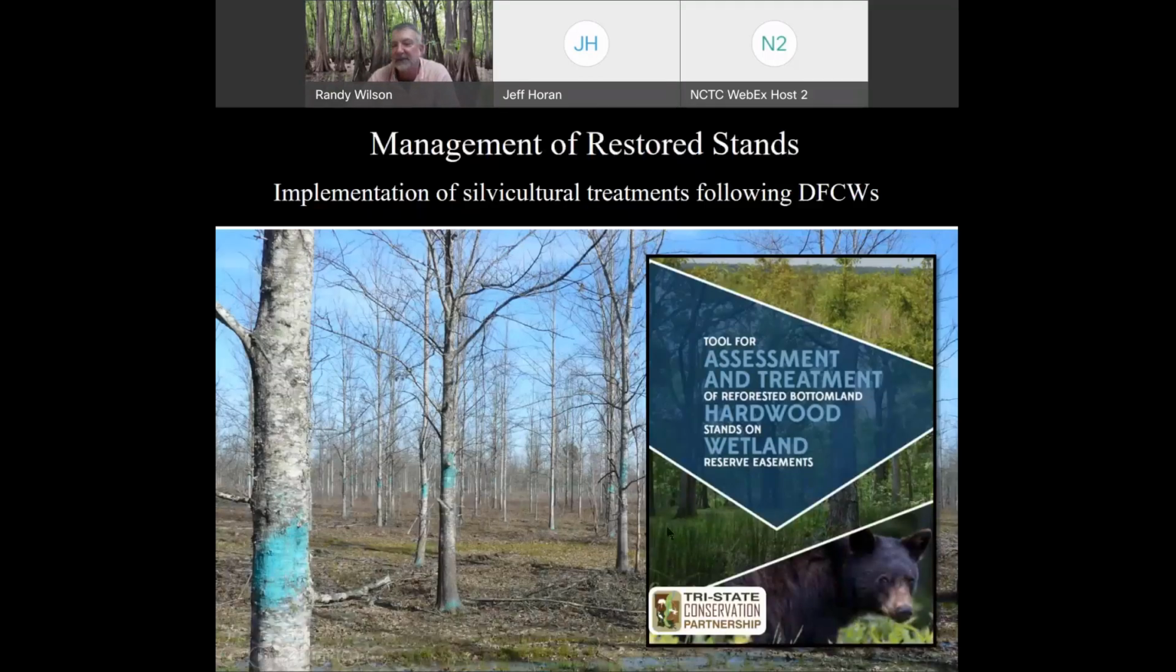Slide. And so this is where that tri-state partnership within RCS, and the tri-states would be Arkansas, Louisiana, and Mississippi, have come together through the joint venture partnership to develop additional tools to guide managers in how do we assess and treat these reforested stands. And usually it's following the principles of the desired forest conditions and taking that from more of a mature stand down to these early 20, 30-year-old plantations.